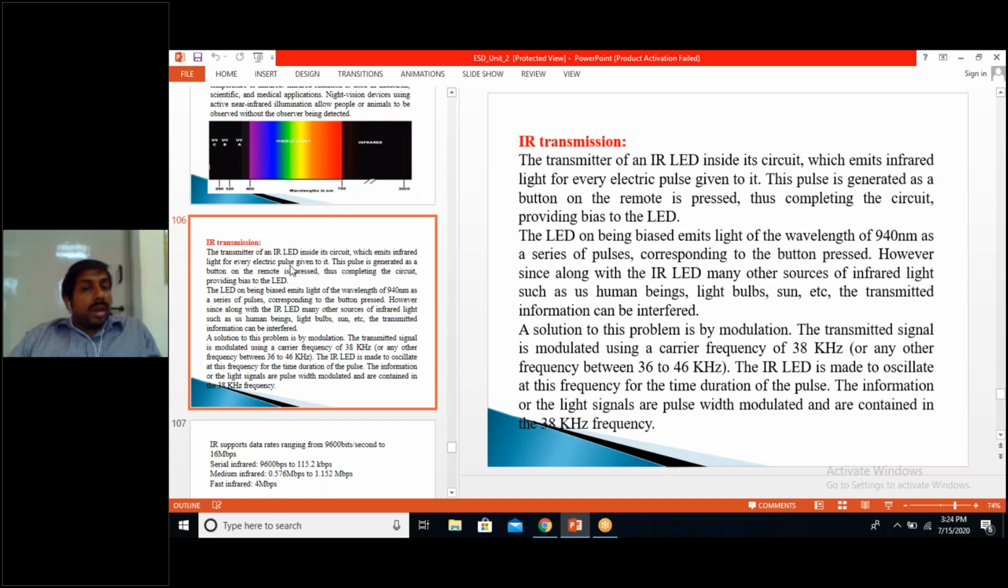So depending upon the electrical pulses, this LED will emit a wavelength of 940 nanometers by using a series of pulses corresponding to the button pressed. If there is an on button, it will send a specific pulse. If there is an off button, it sends another, so data is written in terms of the button pressed. So that data is transferred as infrared rays corresponding to a wavelength of 940 nanometers.